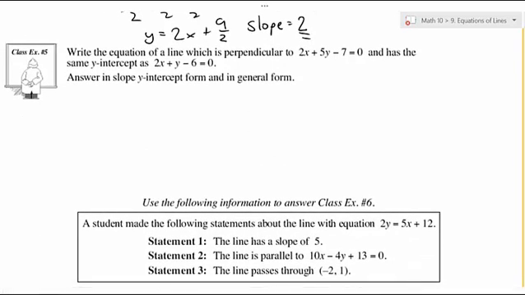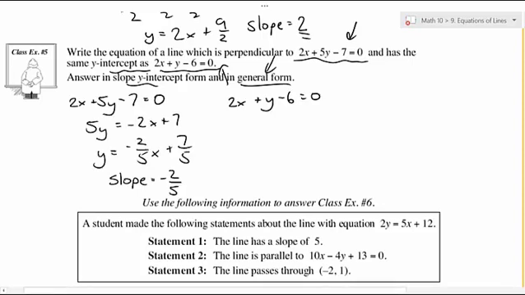So what I want you to do next is write the equation of a line which is perpendicular to this, and we know it's perpendicular when it's the negative reciprocal of the slope, but has the same y-intercept as this. That means that you're going to have to put these general form questions into y = mx + b. Okay, but also I want to see the answer in general form as well. Press pause now.